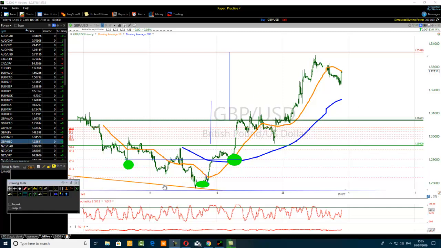So will you agree with me that we have an inverted head and shoulder pattern here? This is the head here. This is the left hand side shoulder. This is the right hand side shoulder. Feel free to disagree.